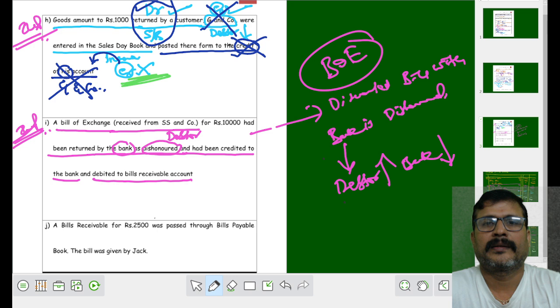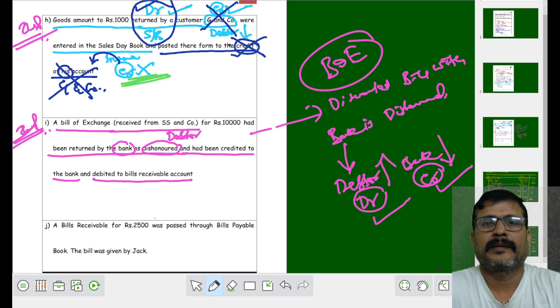Why? Because when the bill gets dishonored, please listen my dear student, make a note of it in your mind forever. When the discounted bill with the bank is dishonored, directly the bill goes to debtor, debtor increases, debtor is to be debited. ये तो correct debit है. When the bank dishonored our bill, immediately the banker will deduct the amount of the bill from our bank account. So obviously our bank balance will decrease. This bank balance is to be credited as a correct entry.